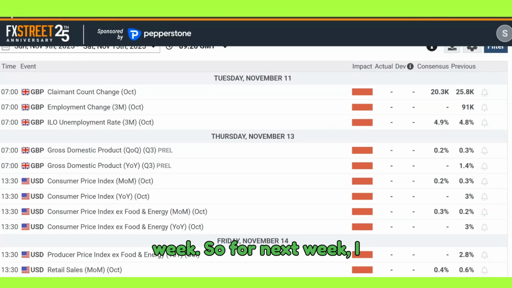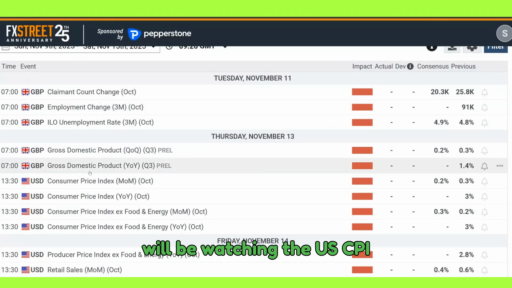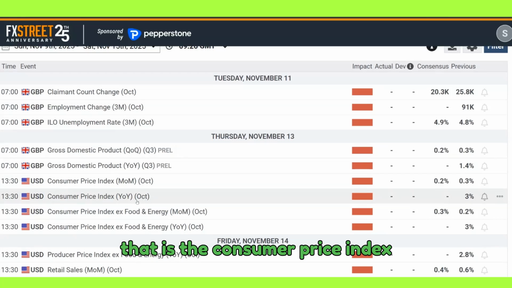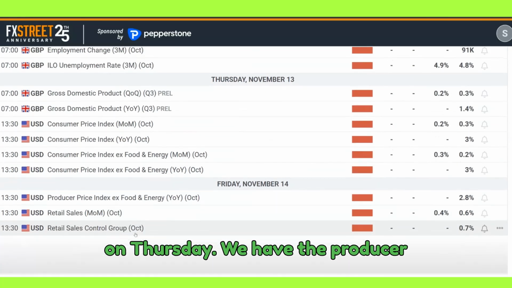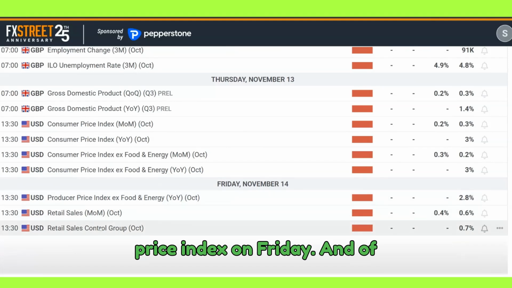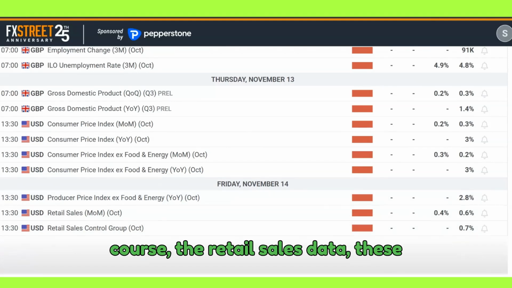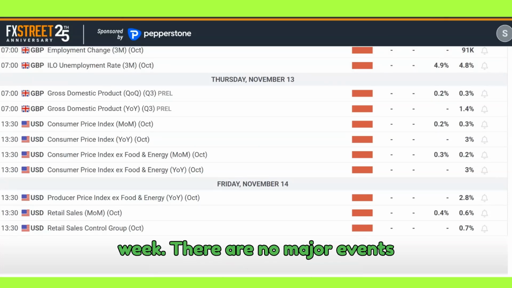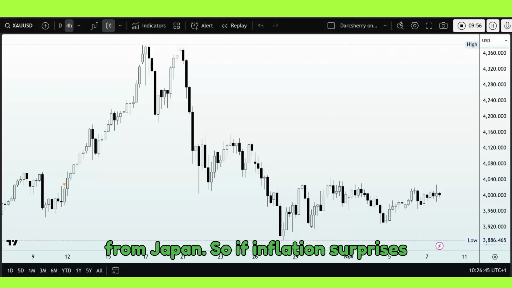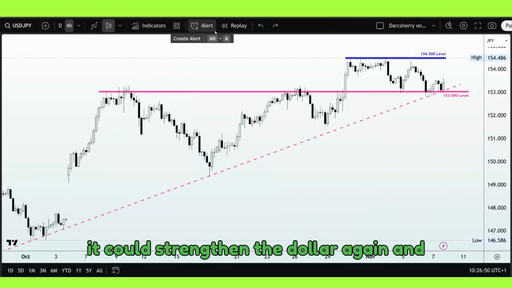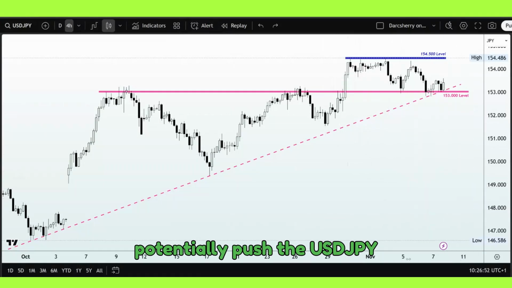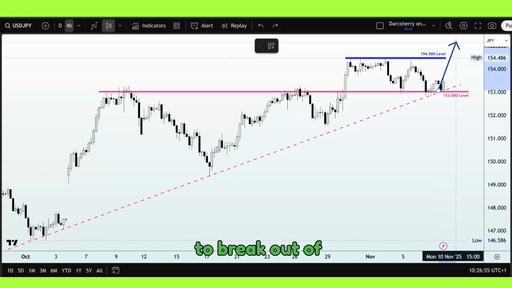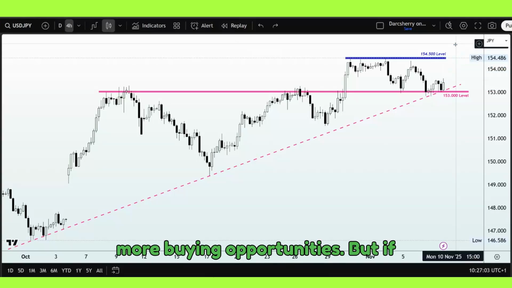So, for next week, I will be watching the US CPI, that is the Consumer Price Index on Thursday. We have the Producer Price Index on Friday, and of course, the retail sales data. These are the big ones for next week. There are no major events from Japan. So if inflation surprises to the upside, it could strengthen the dollar again and potentially push the USDJPY to break out of the 154.5 for another bullish leg, opening the door for more buying opportunities.